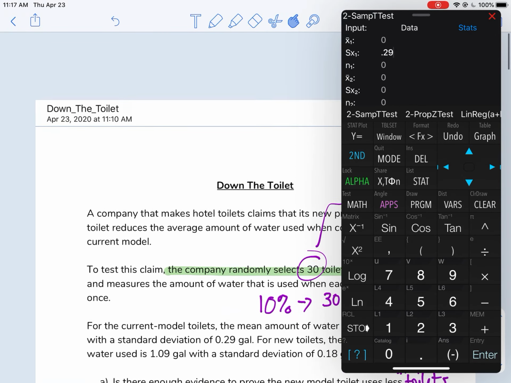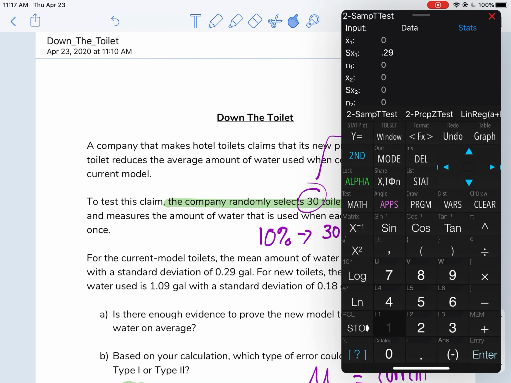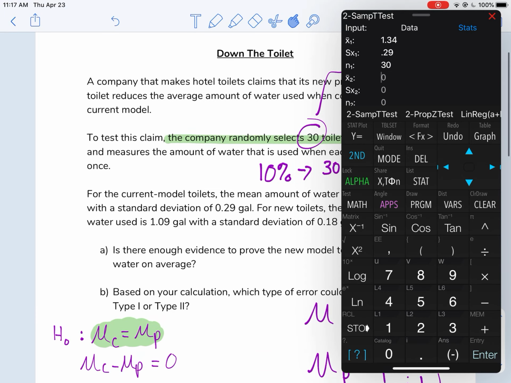And then I'm looking for the average, 1.34, based on a sample size of 30. My other one was 1.09, standard deviation of 0.18, sample size of, again, 30.